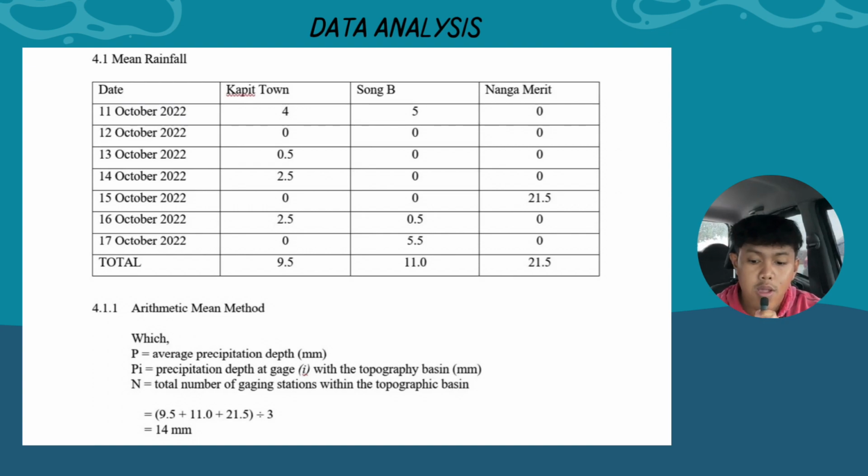Next we have to calculate the arithmetic mean method, where P is the average precipitation depth in mm, Pi is the precipitation depth at the gauge within the topography basin in mm, and N is the total number of gauging stations within the topography basin. So basically we sum up the total mean rainfall we've got from the 3 stations and then divide it by 3, and we get 14 millimeters, as you can see on the slide.